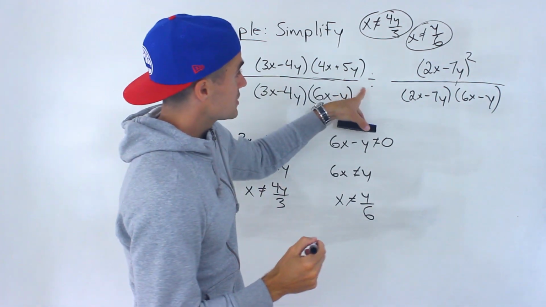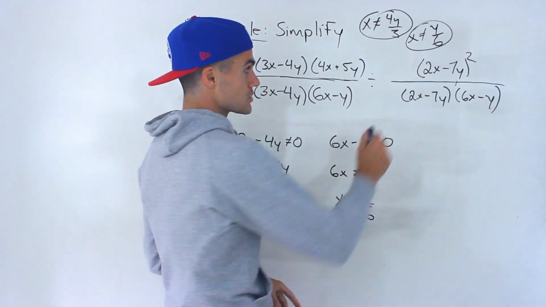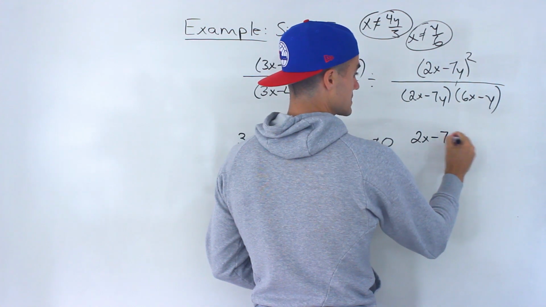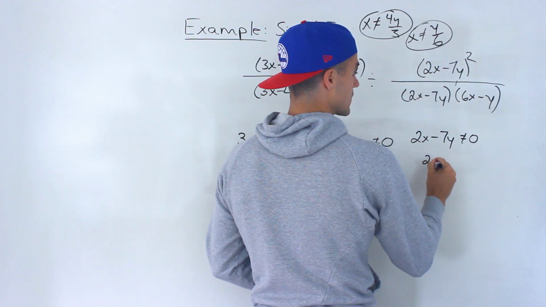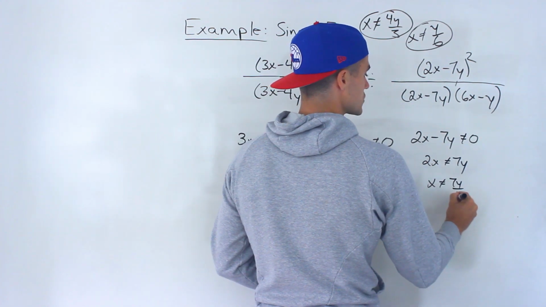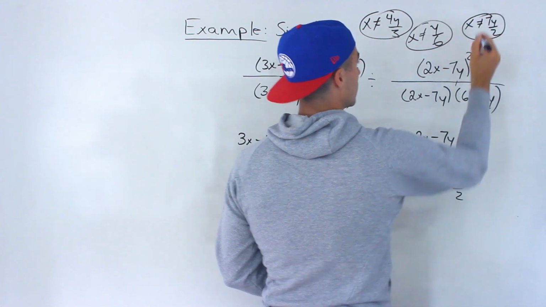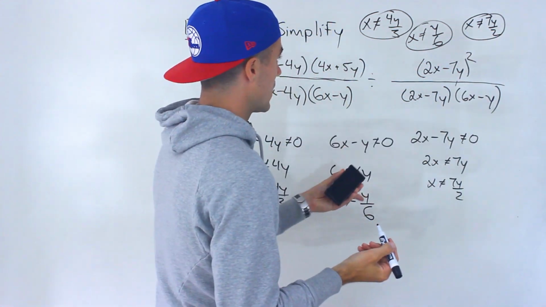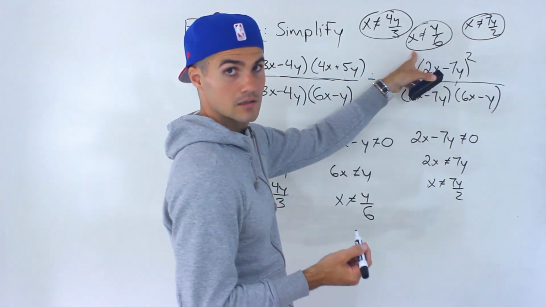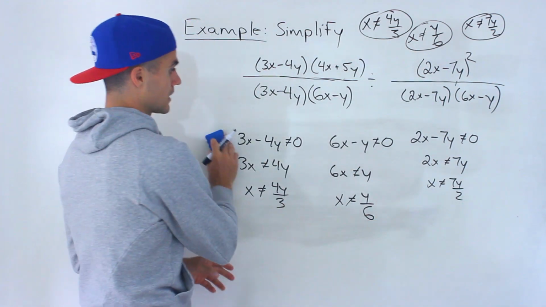And then moving on to this, because we're dividing here, we have to get the restrictions from both the numerator and the denominator. So notice that the numerator and denominator basically have this term. So 2x minus 7y can't be 0. So 2x can't be 7y. So that means x can't be 7y over 2. And then 6x minus y can't be 0. We already took care of that here, right? So the restriction for this is over here. So there's actually just 3 restrictions for this whole expression.